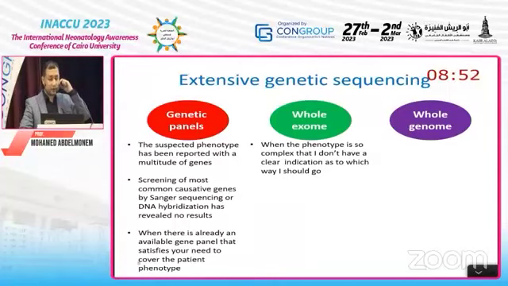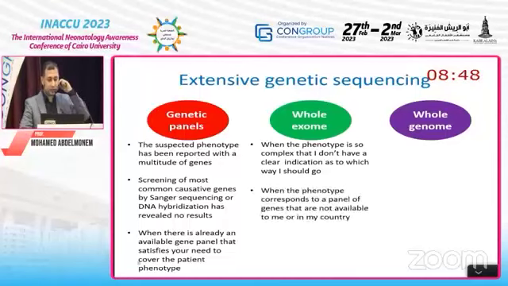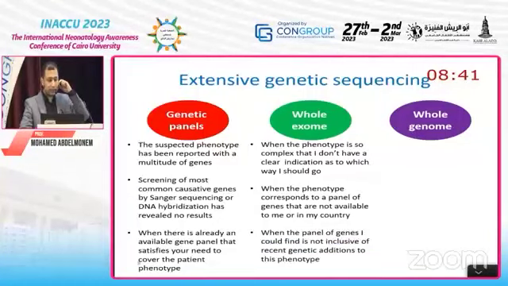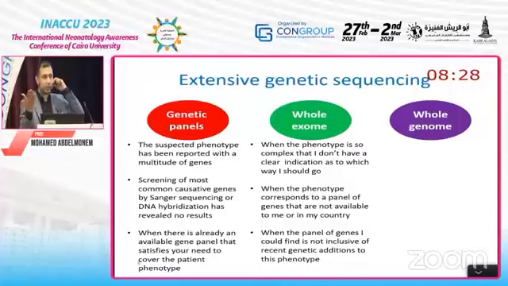Then whole exome, when the phenotype is so complex I don't have a clear indication as to which way I should go, when the phenotype corresponds to a panel of genes that are not available to me or in my country, and when the panel of genes I could find is not inclusive of recent genetic additions to this phenotype. And more recently, the concept of actual genetic panels has been more or less abolished and replaced now by the concept of virtual genetic panels.